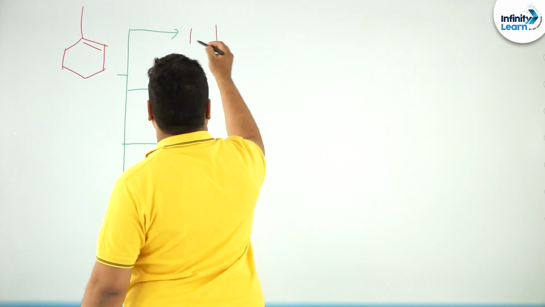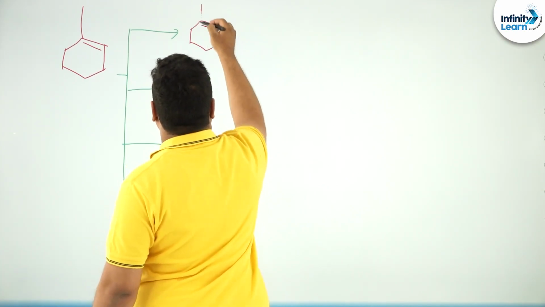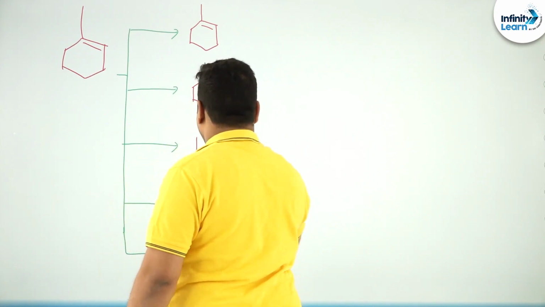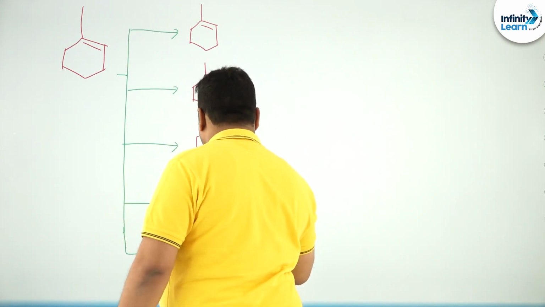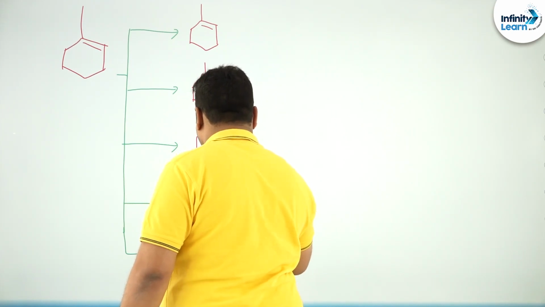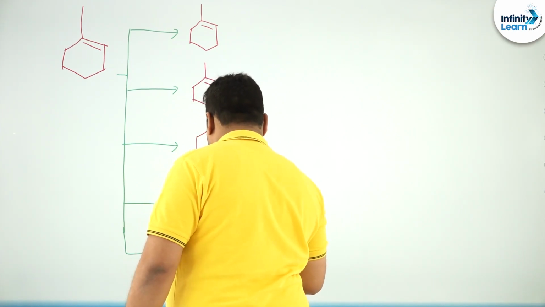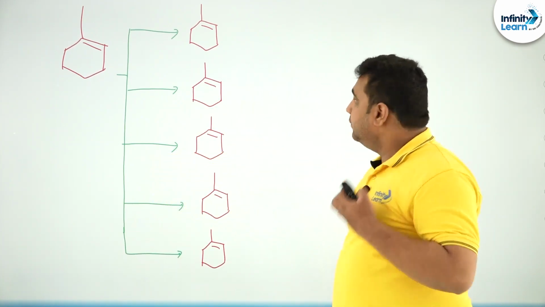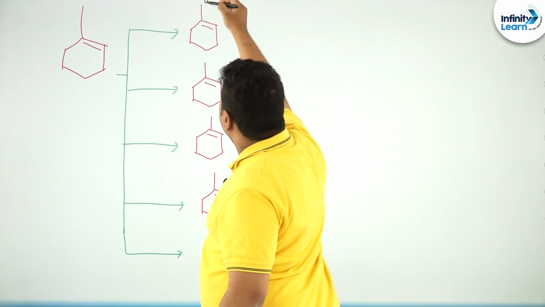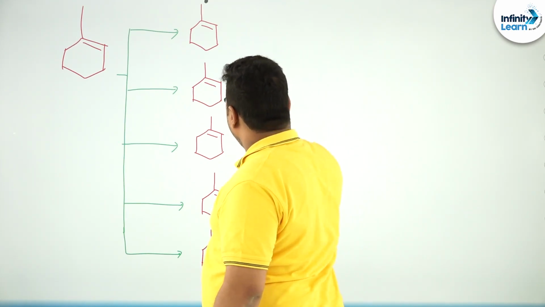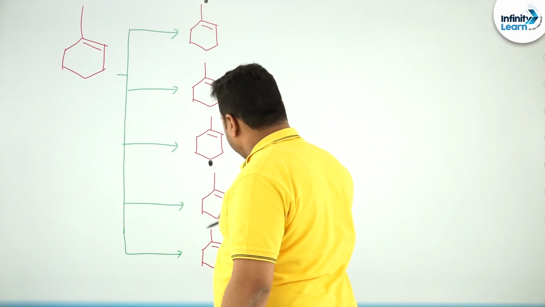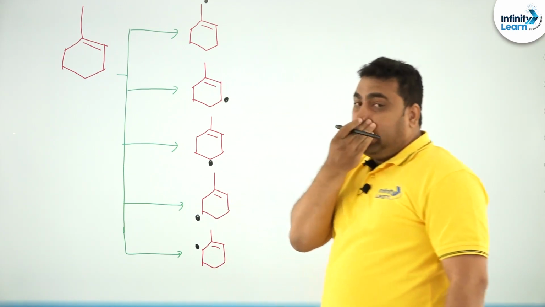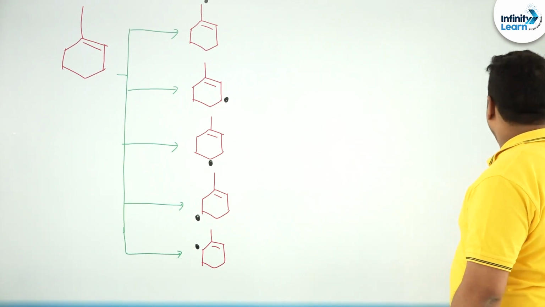So first important thing, 1, 2, please give me a moment. Okay, dear students, so here a radical may form. Here a radical may form. It may form here, it may form here, and it may form here. These are the total 5 possibilities you may get.